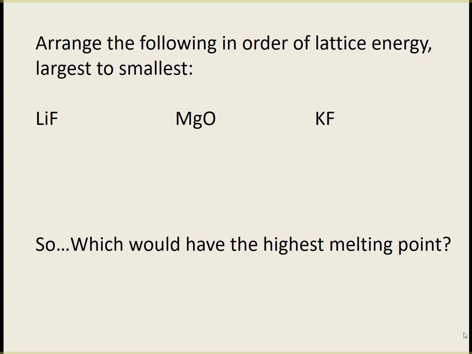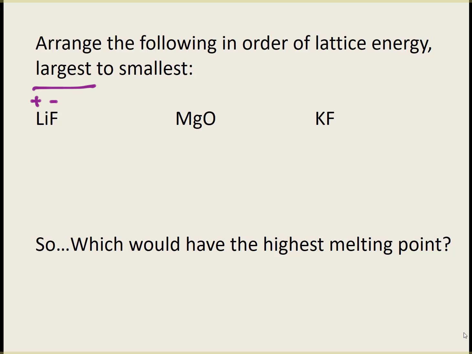So let's look at this problem. Arrange the following compounds in order of lattice energy, largest to smallest. Make sure you pay attention to what is being asked. I'm going to first look at all these charges. On my first compound, lithium is an alkali metal. It has a +1 charge. And fluorine is a halogen. It has a -1 charge.